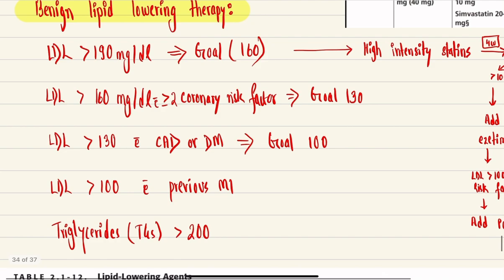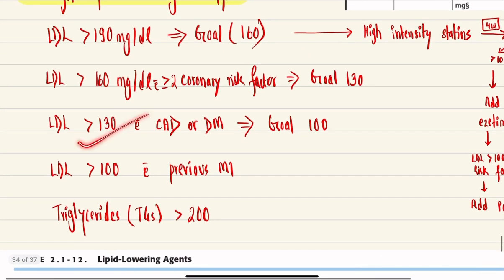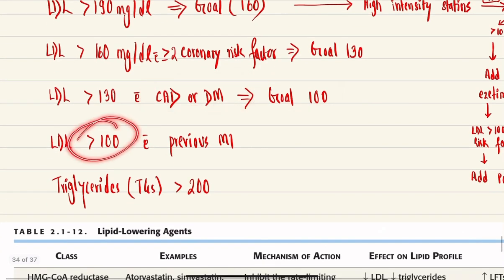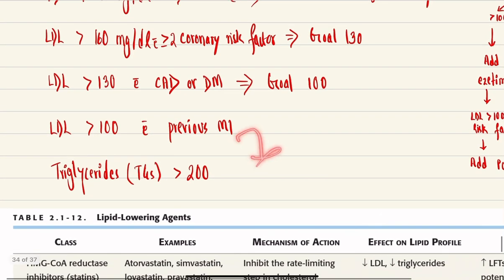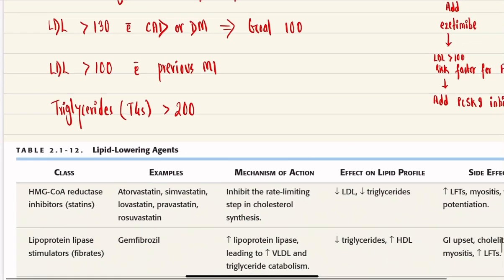And if it is more than 160 with more than 2 coronary risk factors, then our goal should be up to 130. If it is more than 130 with coronary artery disease and diabetes mellitus, the goal should be 100. If it is more than 100 with previous MI, we should start the treatment. And if triglycerides are more than 200, then we should go for the treatment.